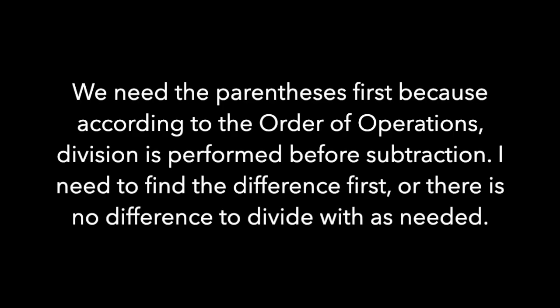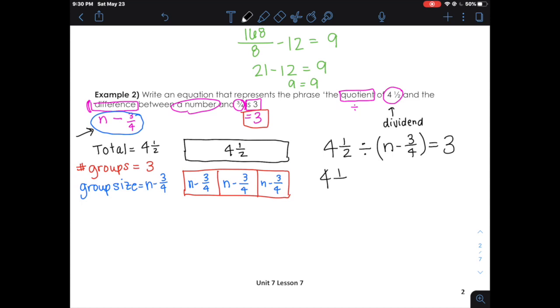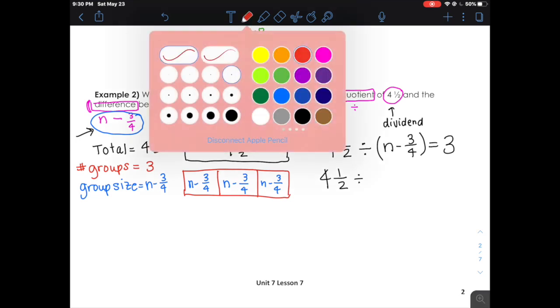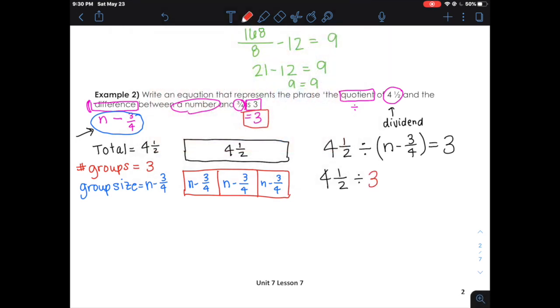We need the parentheses first because according to the order of operations, division is performed before subtraction. I need to find the difference first, or there is no difference to divide with as needed. Okay, so 1 bar, we're going to take 4.5, and we're actually going to divide it by the 3 groups that we have. So divided by 3, and that should give us our group size. So n minus 3/4, which is our group size.